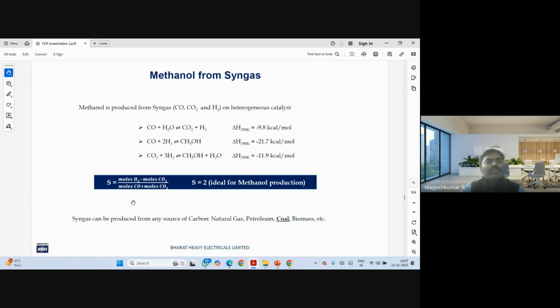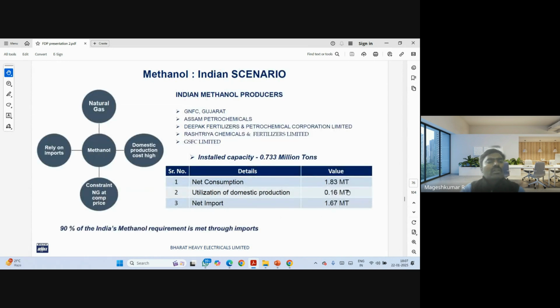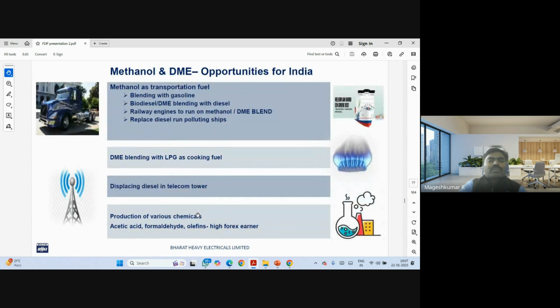Then for the methanol production, how many moles? This is by mass balance. How many moles are required for the process? It had been notified. So, what is the use of methanol production? Presently, the installed capacity is only 0.733 million tons, whereas the net consumption is more than 1.83 million tons with respect to these industries. Domestic production is very less, net import is much higher. So about 90% of India's methanol requirement is met through imports.